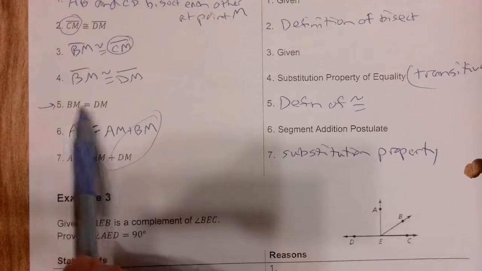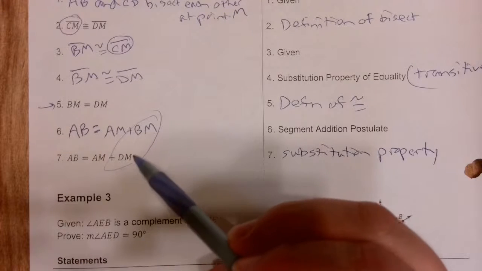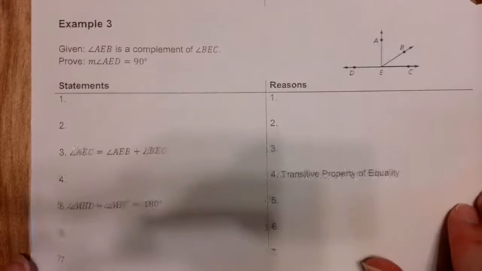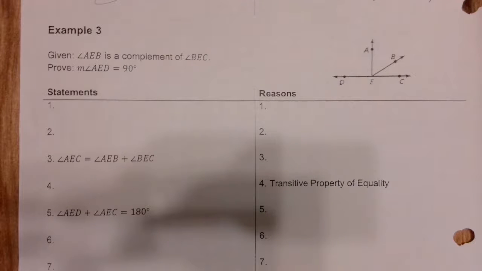Because BM and DM are equal, we were able to switch from BM to DM. All right, last one. Given angle AEB is a complement of angle BEC, prove the measure of angle AED equals 90.